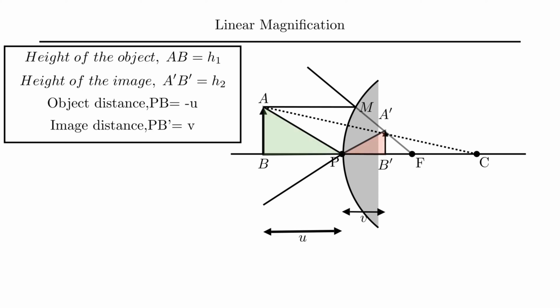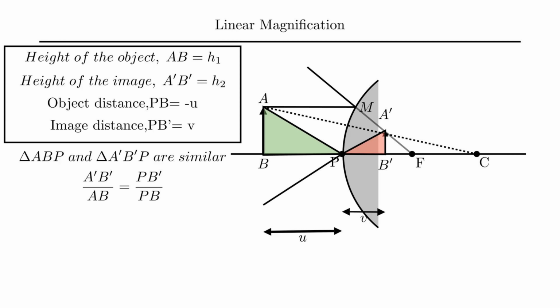Now consider triangle ABP and triangle A'B'P, as the triangles are similar. Therefore, the ratio of A'B' to AB equals the ratio of PB' to PB. Putting the values, we get h2 over h1 equals v over minus u. Since h2 over h1 equals m, therefore m equals minus v over u, which is the required relation.